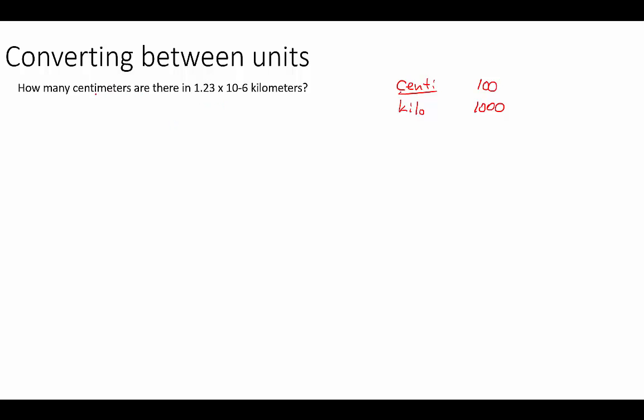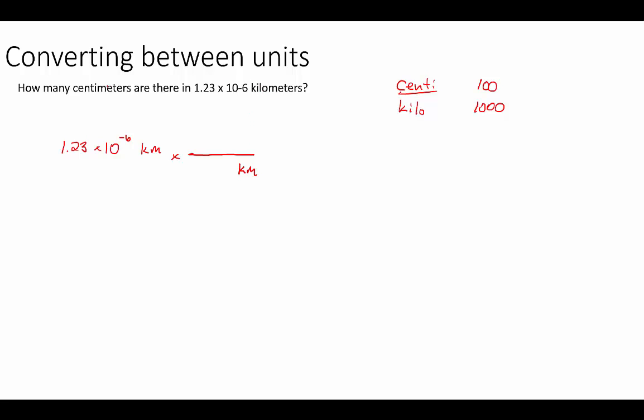So what we want to know is we want to go to centimeters, and we're starting in kilometers. So we'll start with kilometers. So we got 1.23 times 10 to the negative 6 kilometers. So then I write my first ratio, and I have to have kilometers on the bottom, and I want something on top.